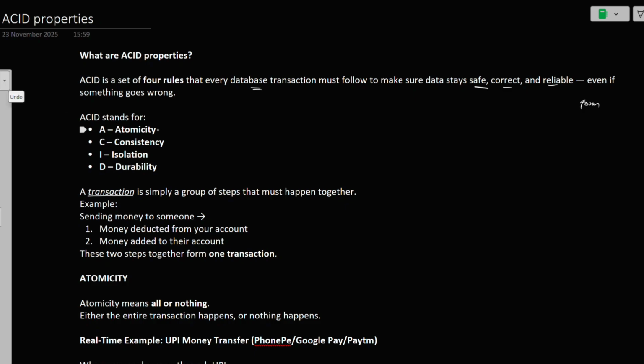A stands for atomicity, which means either the entire transaction happens or nothing happens. If the transaction is successful, then it is okay. If something fails while doing the transaction, then it will not consider the transaction. C stands for consistency, which means valid data in the database. The data which it is storing should be valid.